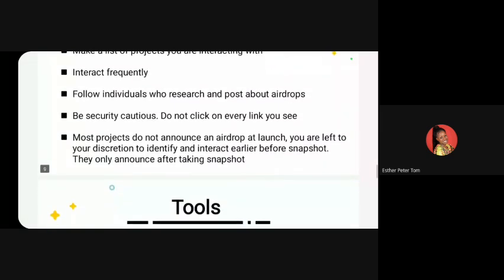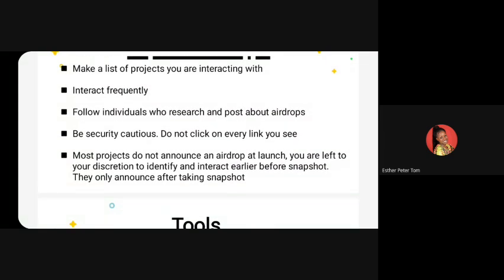I also mentioned, be security cautious. Do not click every link you see. This is where not farming everything you see comes into play. Not everything is worth farming. I don't know, but most times I just look at something and I just know this is not worth it. Even though they may drop at the end, most of these projects stress the user so much that it is not worth it.